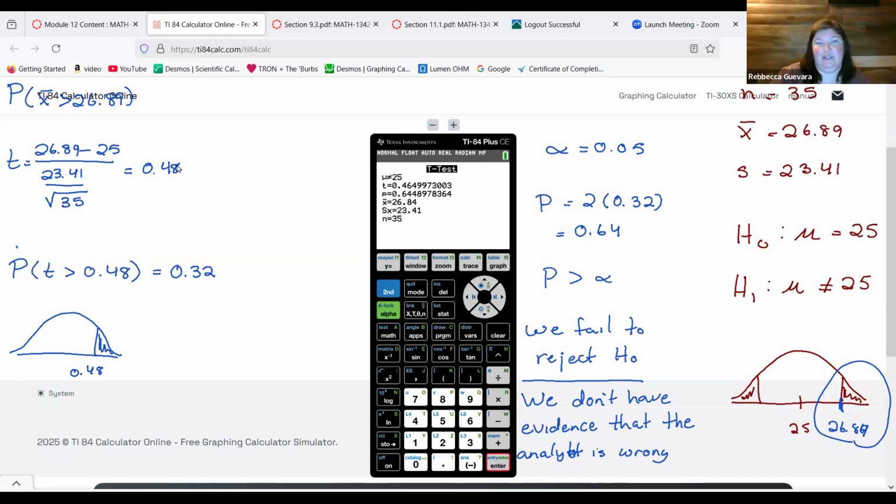We hit calculate. Like I said, there was a little bit of rounding on our part, so we're not going to get things exact. So this is 0.46, which is probably a little bit of a typo on my end. For the p-value we got 0.64, which is what we had. So this still backs us up that we failed to reject the null hypothesis. We don't have evidence this analyst is wrong.